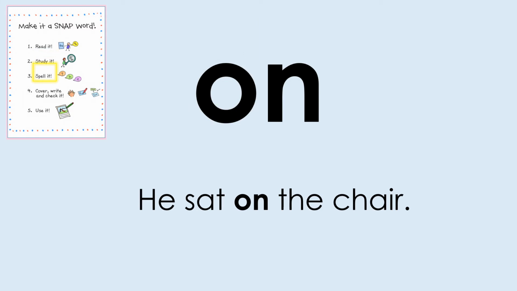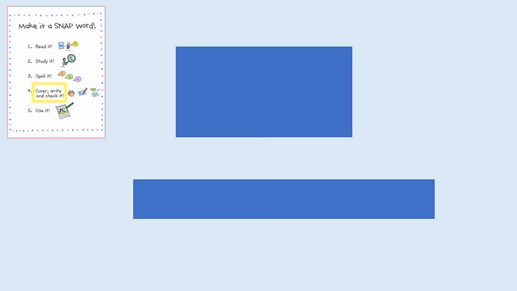Now let's spell it. O-N, on. Okay, take a picture of the word because you're going to write it and check it. Take a picture, on. Now try it on your own.